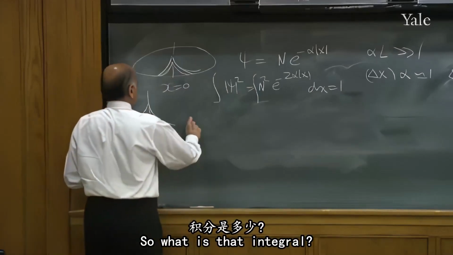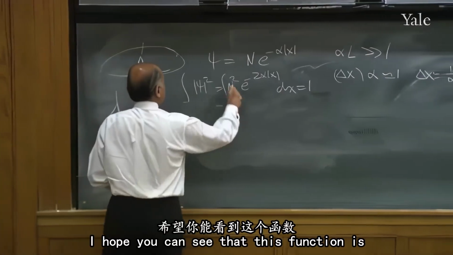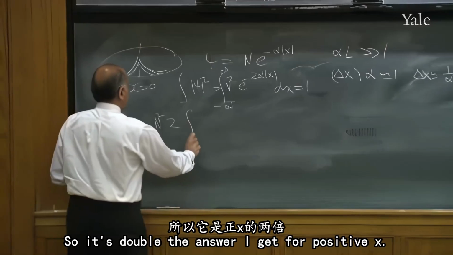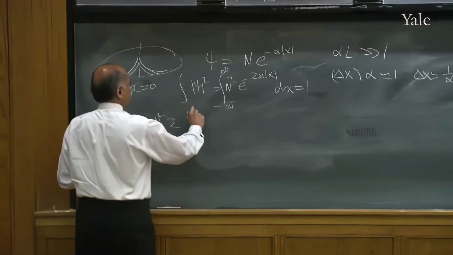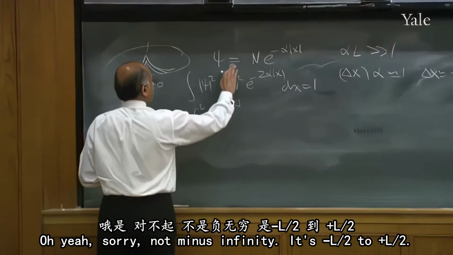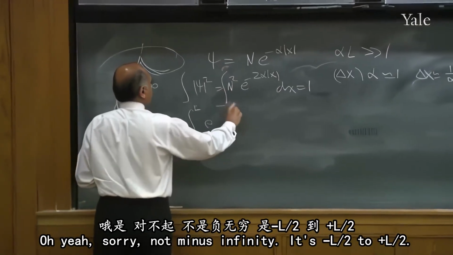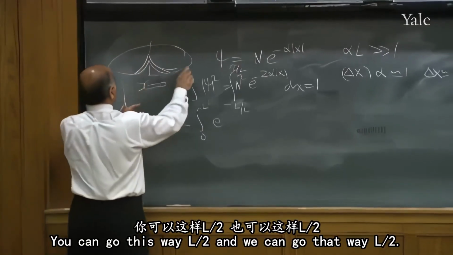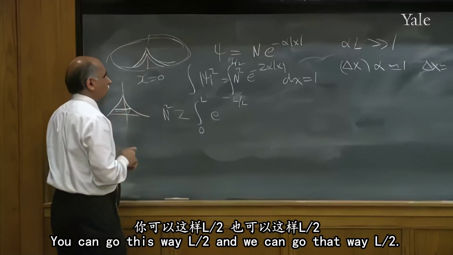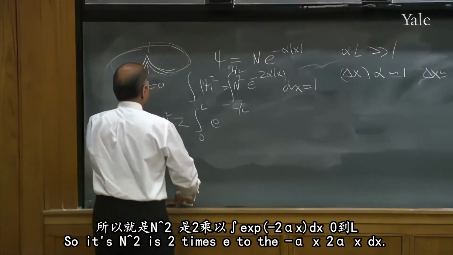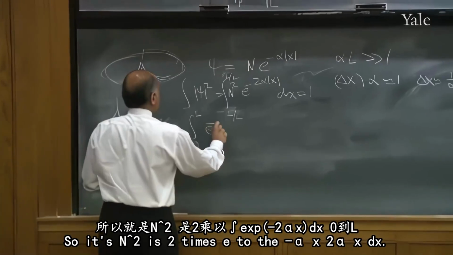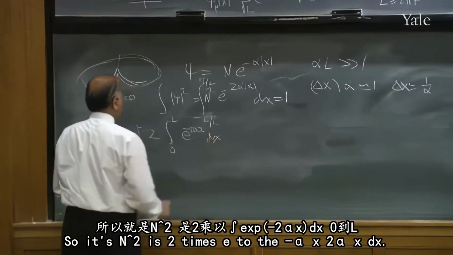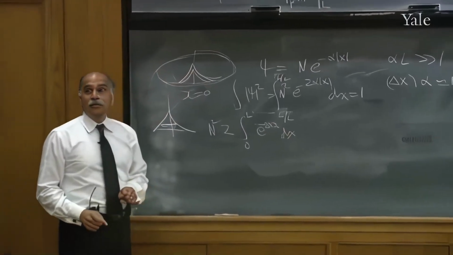So what is that integral? I hope you can see that this function is an even function of x because it's mod x. So it's double the answer I get for positive x. Oh yeah, sorry, not minus infinity, it's minus L over 2 to plus L over 2. Right? You can go this way L over 2, and you can go that way L over 2. So it's n squared is 2 times e to the minus 2 alpha x dx.